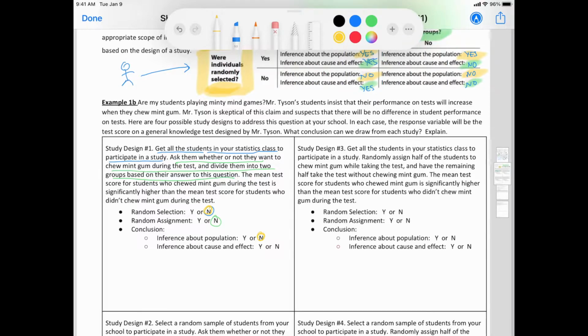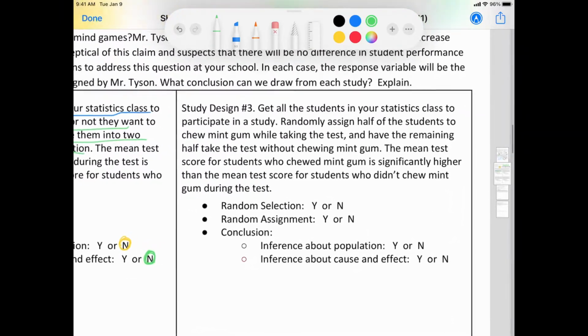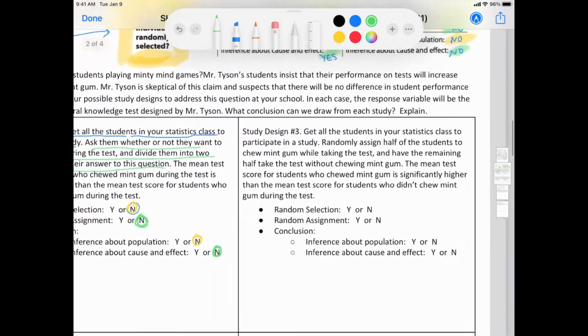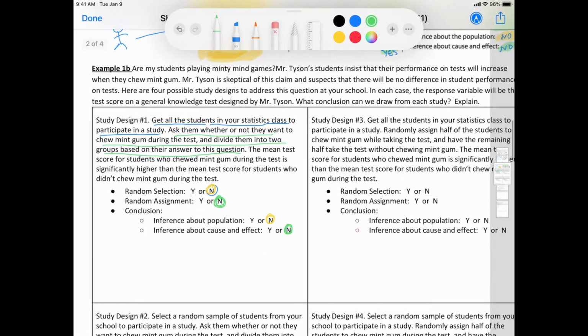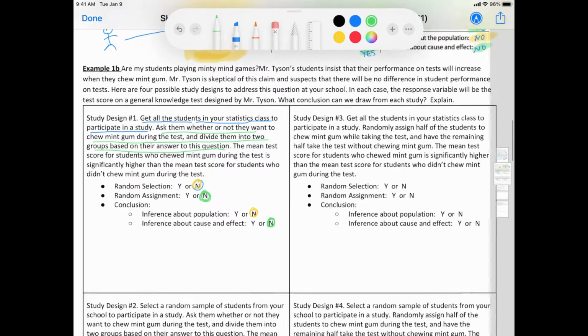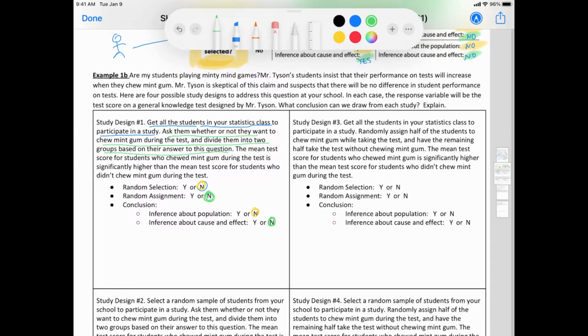We see that in the test scores, but can we say there's a cause and effect? The answer is no, because we didn't have any random assignment. Does that make sense how it's working here? Sorry, I tried to use color-coded yellow and green. All right, let's try design number 3. We did it again. Get all the students in your statistics class to participate in the study. Okay, it just seems like a convenience sampling here.